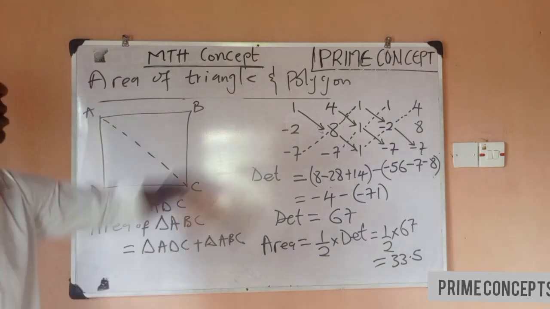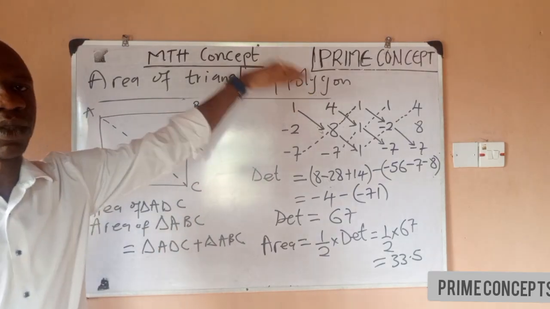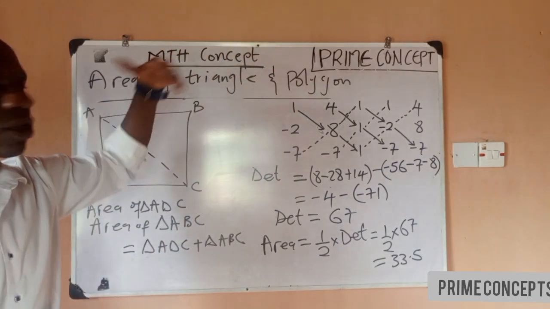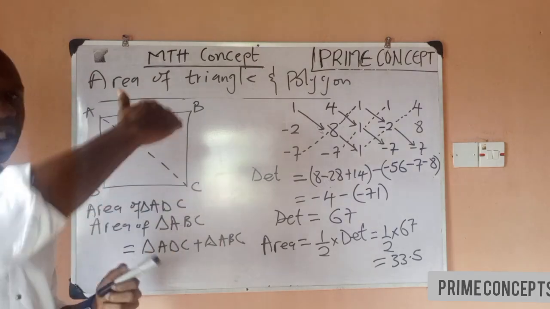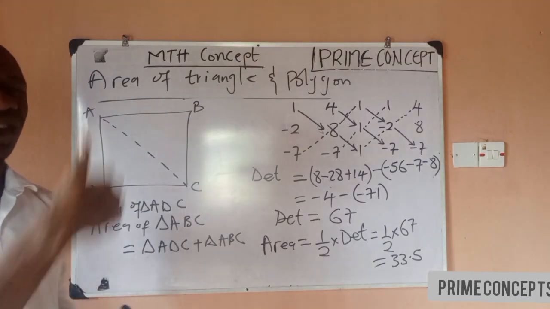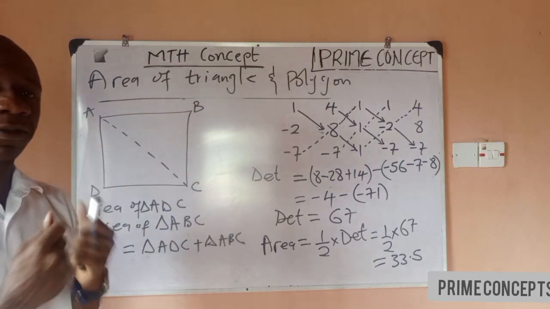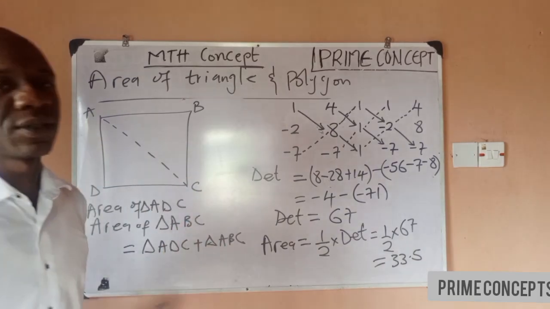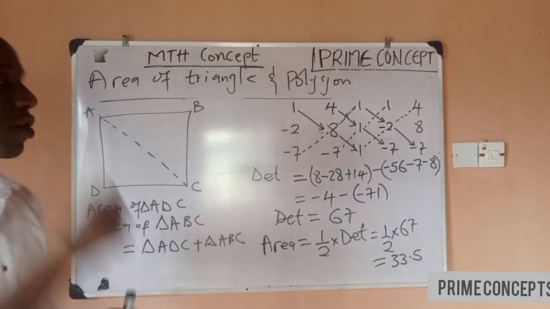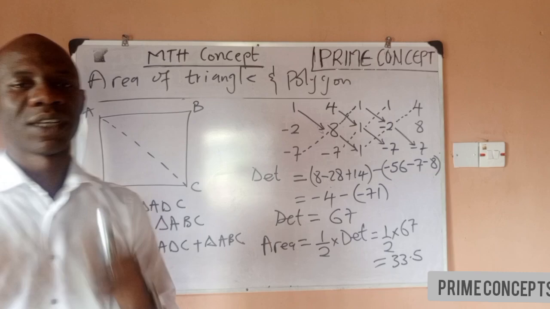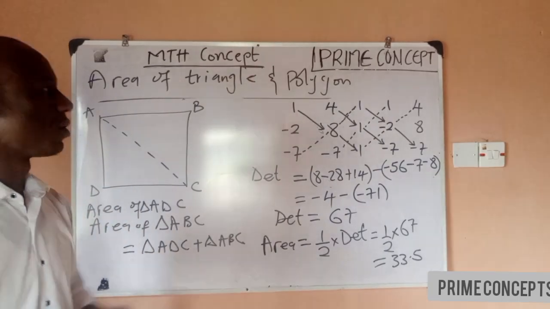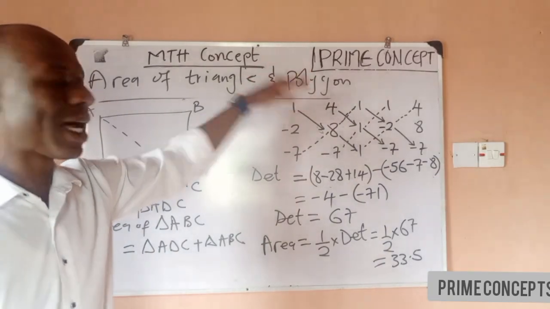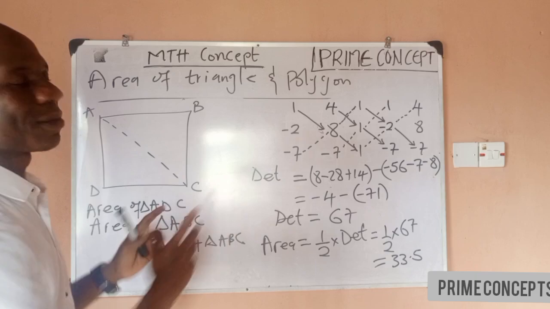So when you're given any regular polygon and you want to find the area, what you simply do is split that polygon into the number of triangles you can get, then find the area of each triangle, then add up everything. That becomes the area of the polygon. In my next video, I'm going to solve a problem on the area of a polygon. I believe this concept is clear to you.